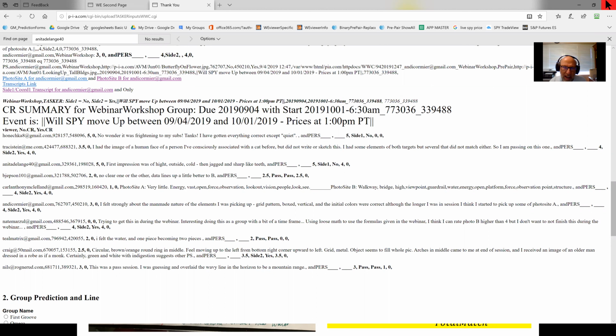The next one I have a 3.5 and a 4, and that's for side 2. And because that's close, I'm not going to count it. Here is a 5 and a 4 for side 1. That's pretty close. I'm going to give it a half a point.